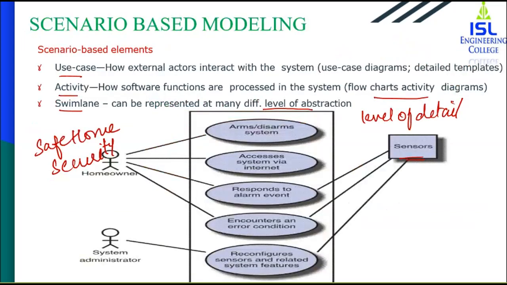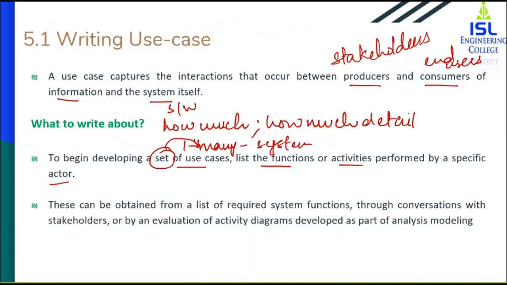Like within this previous case, you've got different actors. You have got your list of activities. These oval boxes are your list of activities. The homeowner and system administration, these are your actors. So you're going to make a list of all these things.